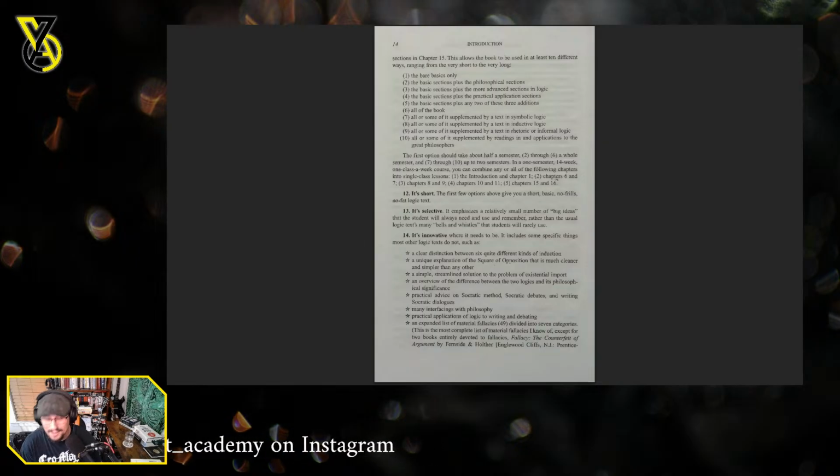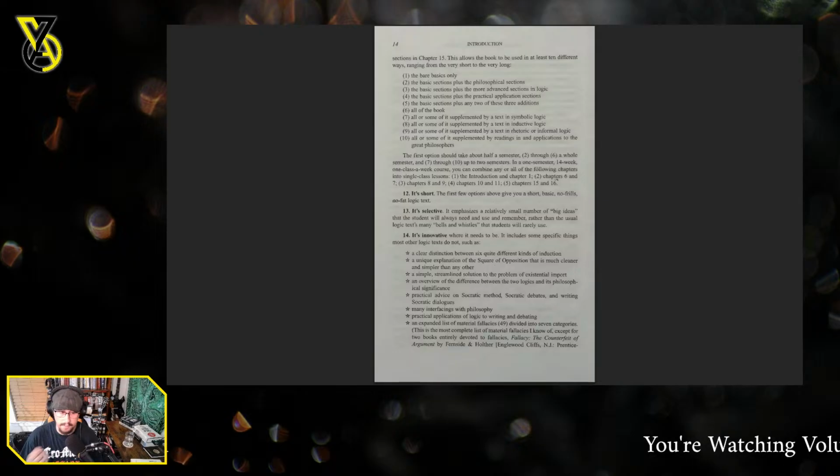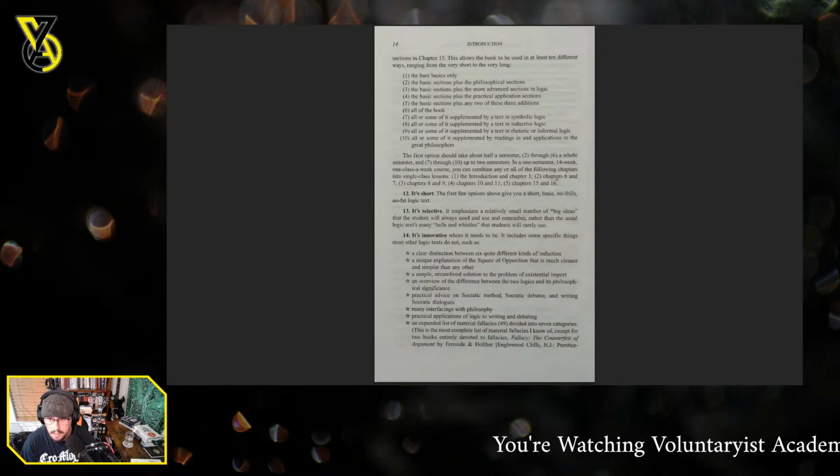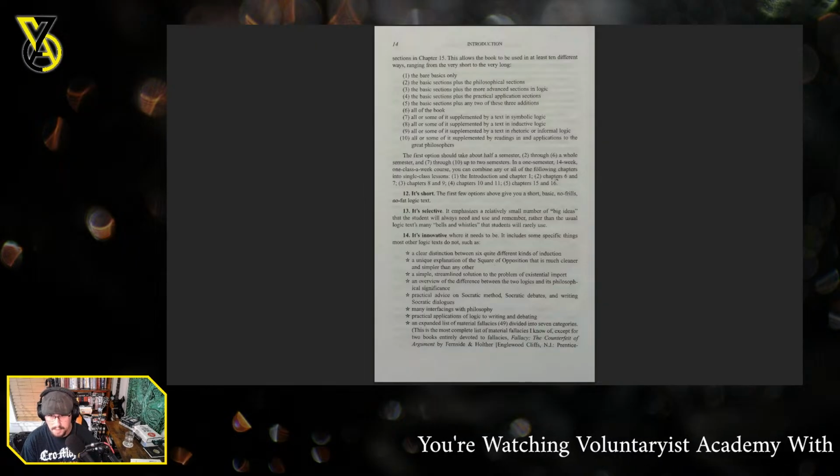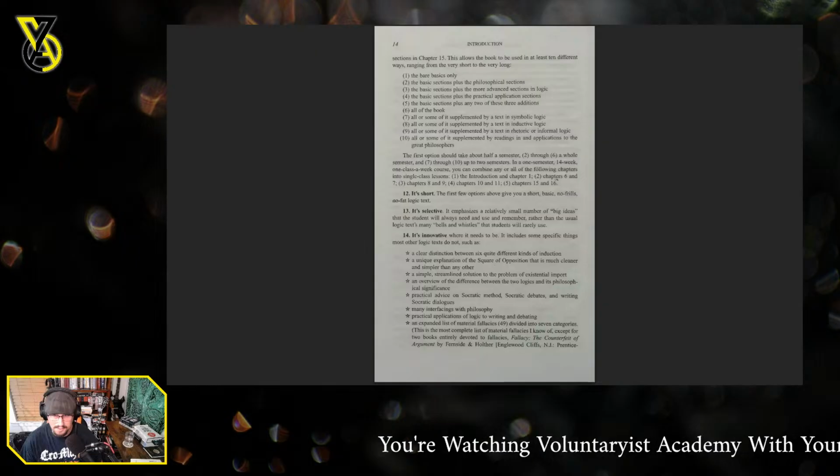Number 12. This book is short. The first few options above give you a short, basic, no frills, no fat logic text. Number 13. It's selective. It emphasizes a relatively small number of big ideas that the student will always need and use and remember, rather than the usual logic text's many so-called bells and whistles that students will rarely use.